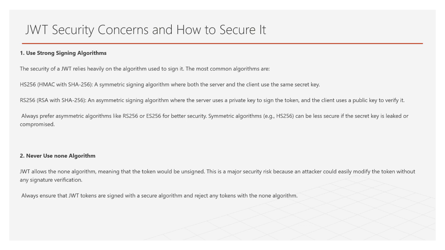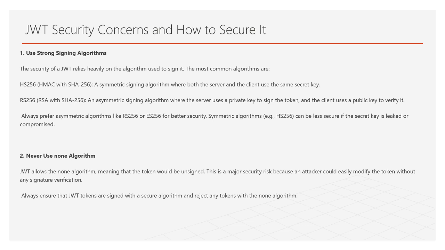Now, there are some security concerns, and we can make use of JWT to secure against them. One is that we have to use a strong signing algorithm. As already discussed, JWT as a whole depends on the algorithms. There is HS256, which is HMAC with SHA-256. This is a symmetric signing algorithm, so it has to be applied on both the client and the server side. I mean, the same secret key has to be used.